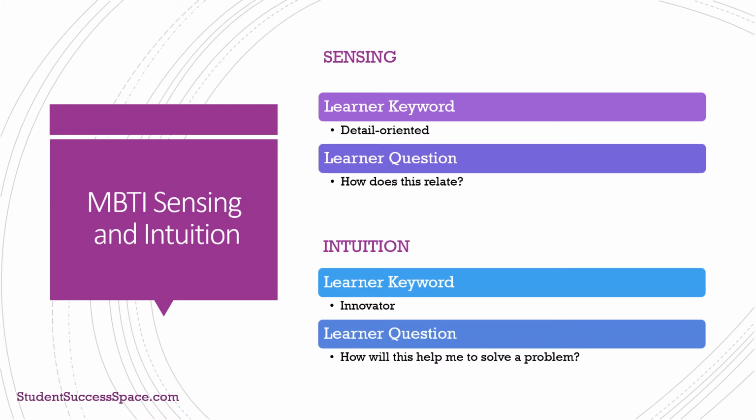As you look at these types, remember their questions and their keywords. So your sensing person is going to be more detail-oriented in contrast to the intuition person, who's an innovator. Your sensing person wants to know how things relate, and your intuition person wants to know how to solve a problem. So when you can combine these two questions into any kind of learning situation, you're going to be able to hit 100% of your students that have the sensing and intuition capabilities, or the way that they take in their information. Remember also that your intuition person is more interested in the general context, generalities, or general concepts than they are in the details.